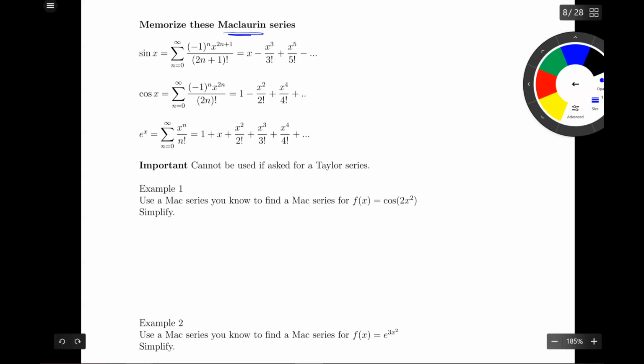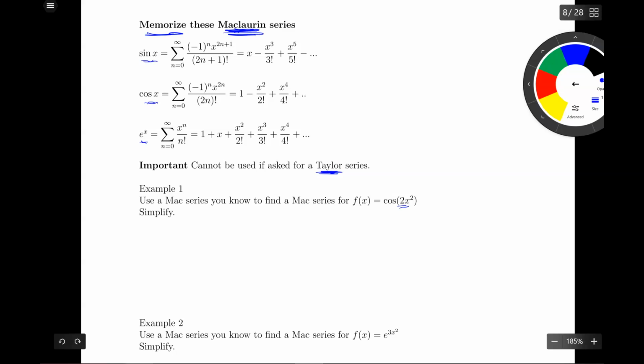These are the Maclaurin series that I'm going to want you to memorize. We derived all three of these, but these are the ones I want you to memorize so that we can use some substitutions and quickly get a Maclaurin series. Remember, these are Maclaurin series, that's when a equals 0. So if you're asked for a Taylor series, you cannot use these.